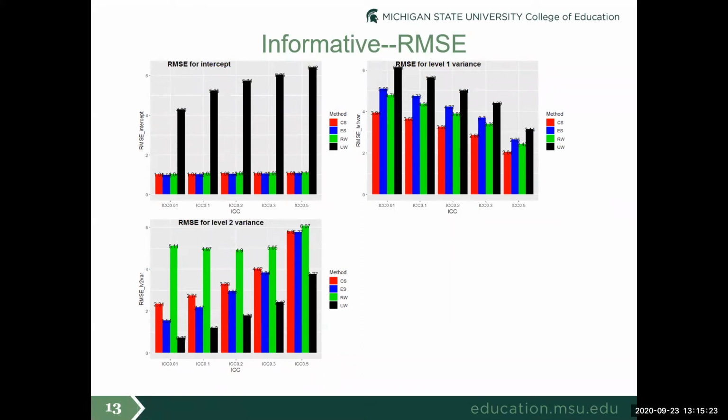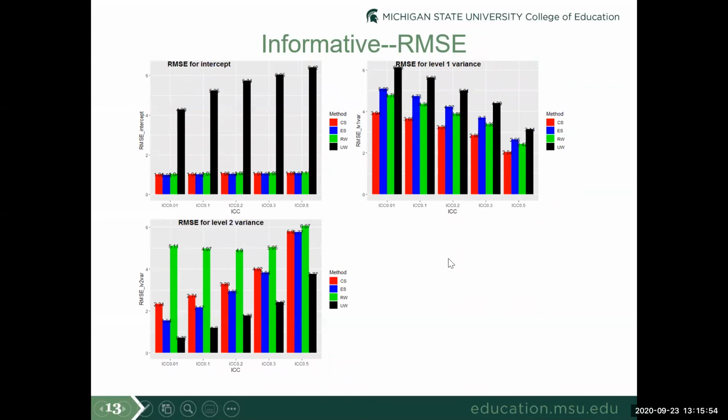The three weighted estimators perform quite similarly for the intercept, but for level 1 variance, the cluster scaling method, the red bar, works the most efficiently. For level 2 variance, the unweighted, the black bar, works most efficiently. The raw weighted the least.